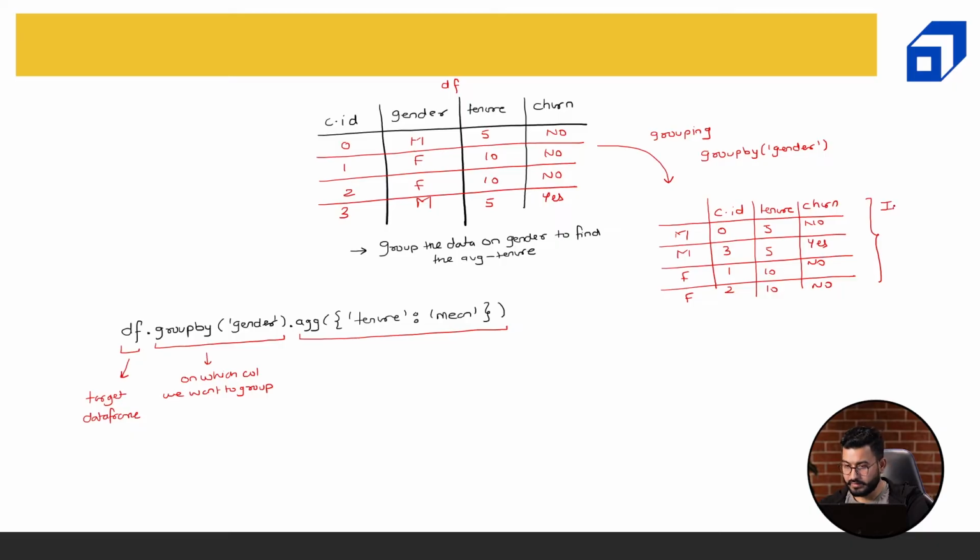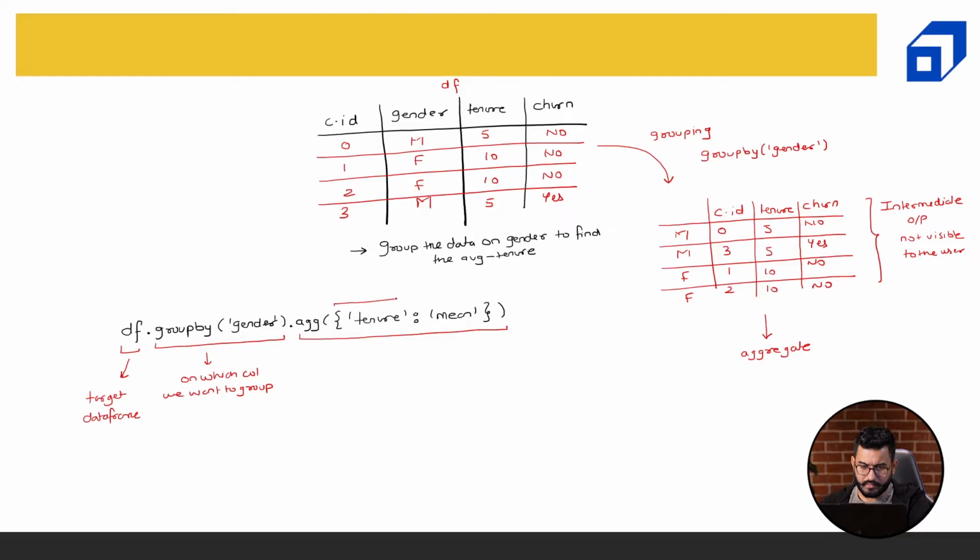So this is my intermediate output, which is available in the internal memory but not visible to the user. Now it will only be visible to the user once you aggregate. So I will aggregate. Now, in which column I need to aggregate? I need to aggregate on the tenure column.